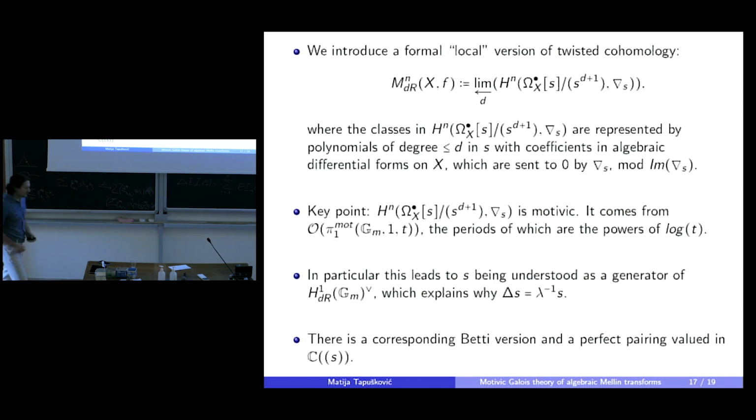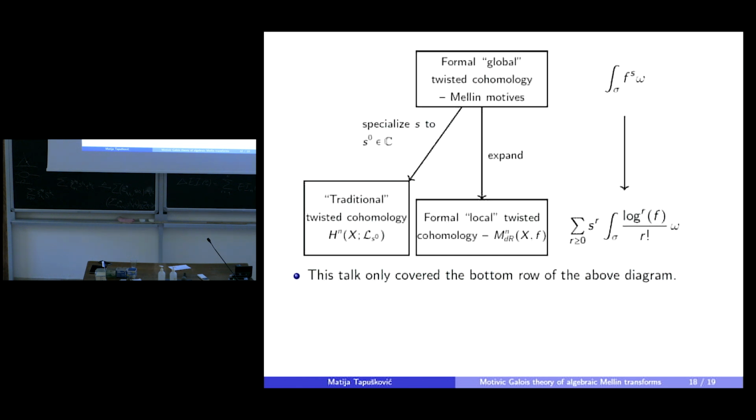Actually, I've gone fairly quickly, so I'll have the time to do the rank 2 example, maybe, if we can lift this thing. In any case, let's look at an overview picture of what we said so far. We've only actually in this talk talked about the bottom row of this diagram here. Namely, we talked about these types of expansions, which are encoded by this thing that I call the formal local twisted cohomology. These objects Mn, de Rham, Xf.